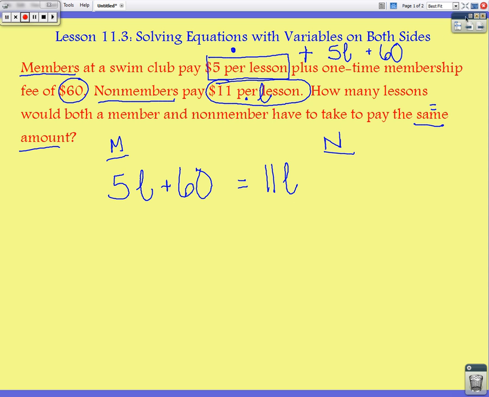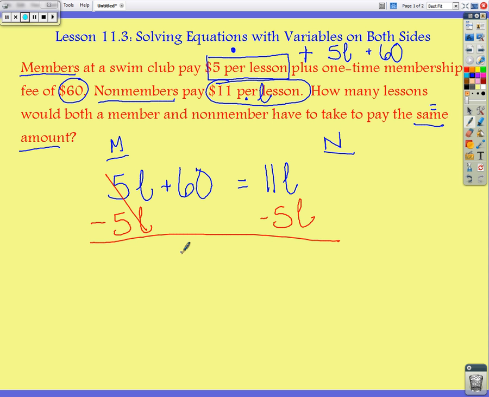What I want to do now is get my variables on one side and my integers on the other. Well, in this case, I already have the 60 right here. So what I'm going to do is get rid of this 5L. I'm going to subtract 5L from both sides. So take it from here, take it from here. Subtract. Those are gone. I am now left with 60 is equal to 11L minus 5L.